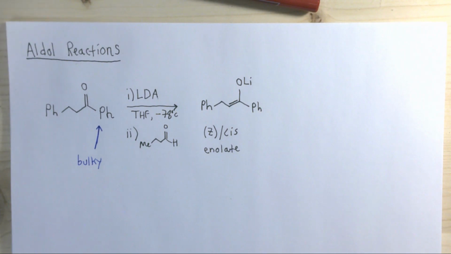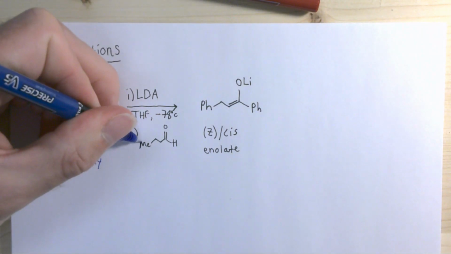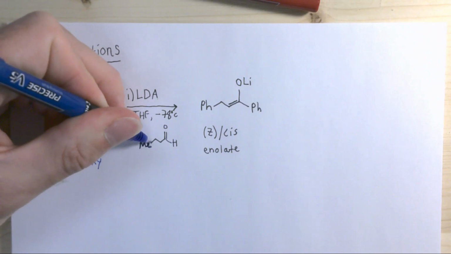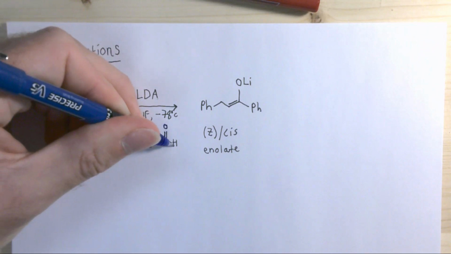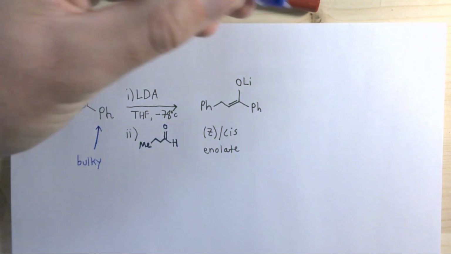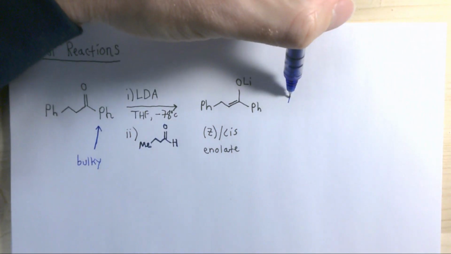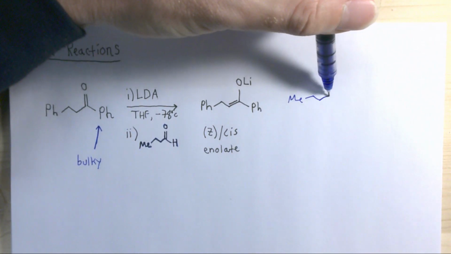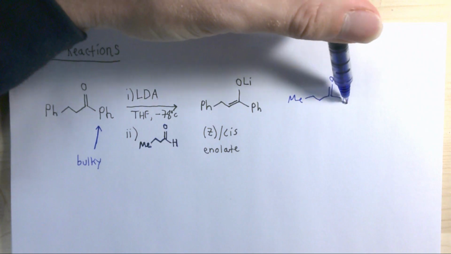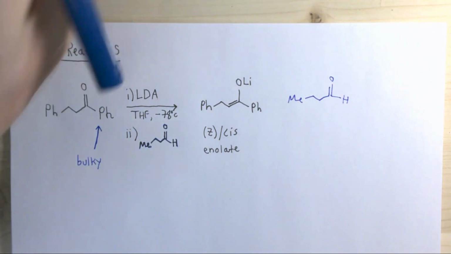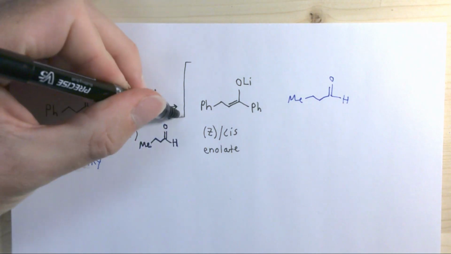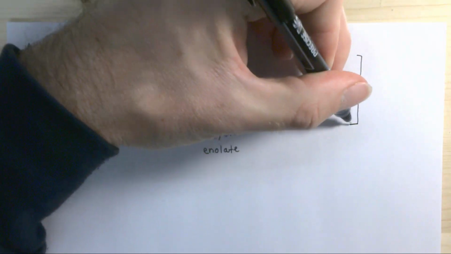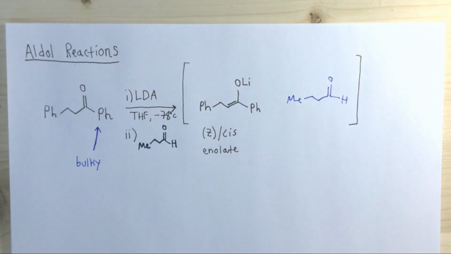So now what's going to happen is I'm actually going to color code my aldehyde here in blue. We're going to form the enolate and then we're going to add the aldehyde to that enolate. And we're going to see what our Zimmerman-Traxler transition state is going to look like here. Okay, so these are the intermediates. They're going to come together.